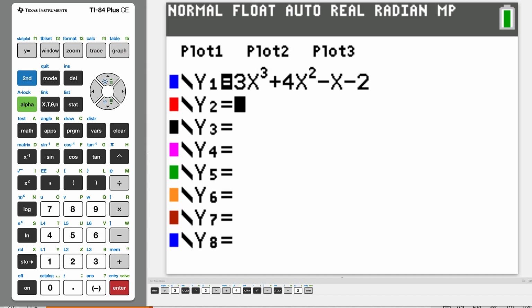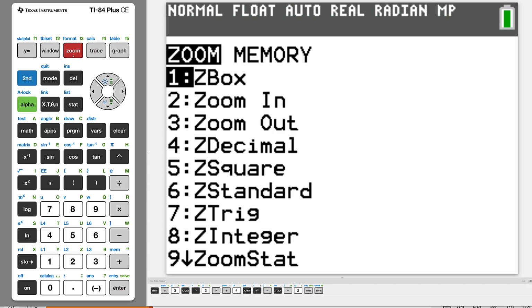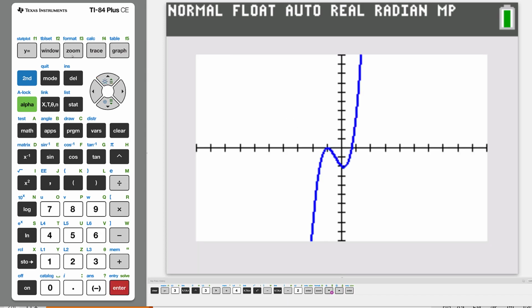And when you graph it, I don't know what an ideal window size is off the top of my head, but I would probably start with what I would call a standard zoom. You go to zoom, and then you see number 6 right there. It says Z standard, which stands for zoom standard, and that's a good one to use here. It gives you a window that goes from -10 to 10 on both axes, and that's a good starting place. I would say that's a reasonable picture. It kind of looks like the graph that we saw in the text, or on the iPad in this case.